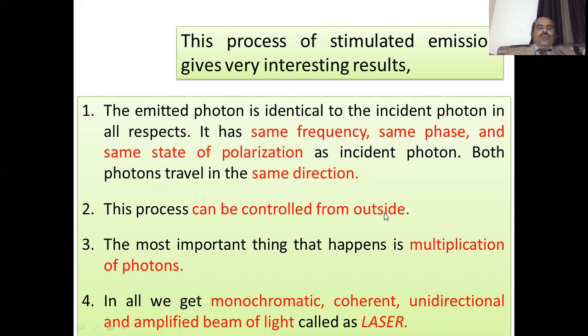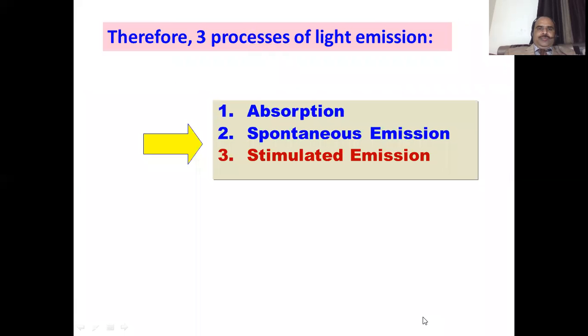This process is controlled from outside. As we stop the supply of the incident photons, this process can be stopped. The most important thing is, in this case, the multiplication of photons is occurring. I will just show you that. In all, we are getting a monochromatic, coherent, unidirectional, and amplified beam, which is called laser.